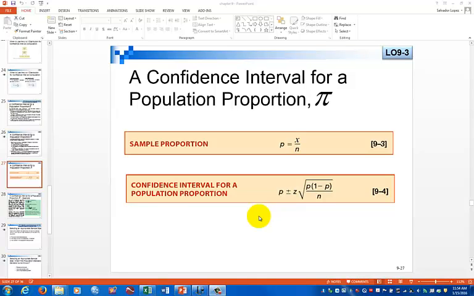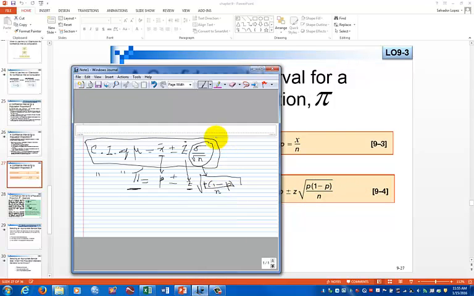Chapter 9, Section 3 discusses the confidence interval for a population proportion, pi. The sample proportion is defined as p equals x over n, where x is the number of items or individuals, divided by the total individuals. The confidence interval for a population proportion is equal to this. And this formula is the same as the one we had before.